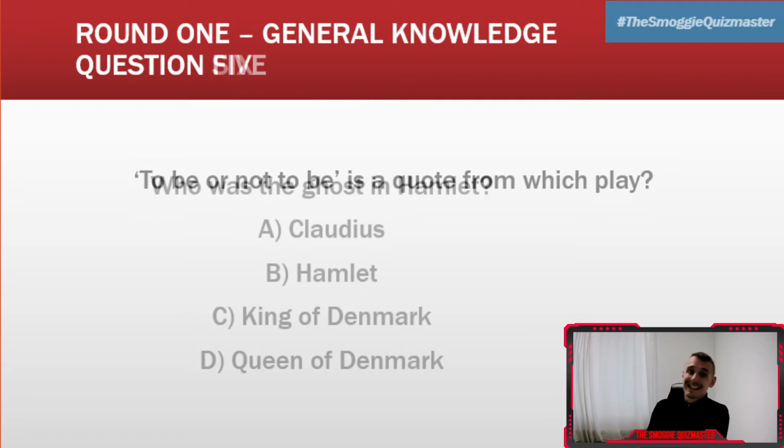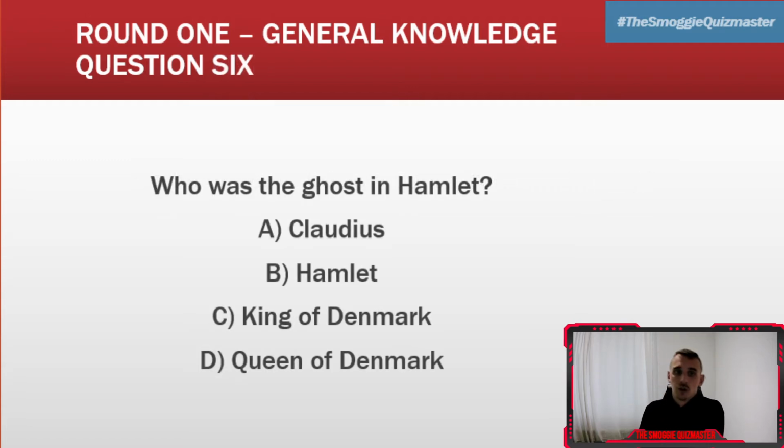Question 6. Who was the ghost in Hamlet? Was it A. Claudius, B. Hamlet, C. King of Denmark, or D. Queen of Denmark? So who was the ghost in Hamlet? Is it A. Claudius, B. Hamlet, C. King of Denmark, or D. the Queen of Denmark?